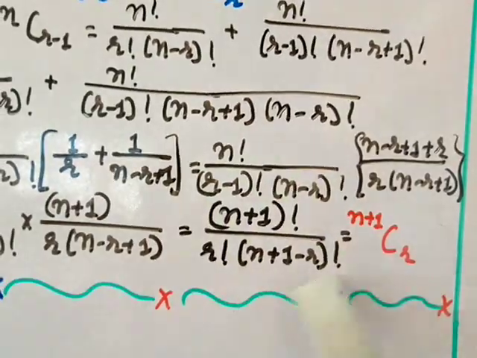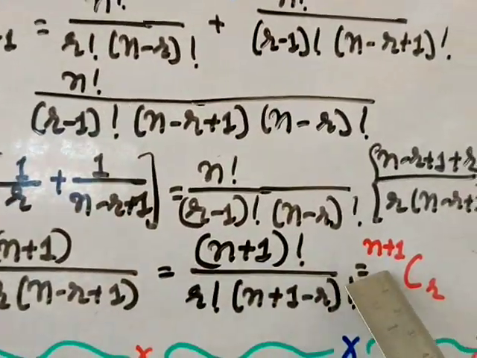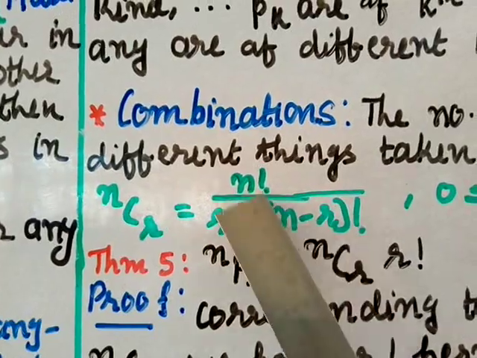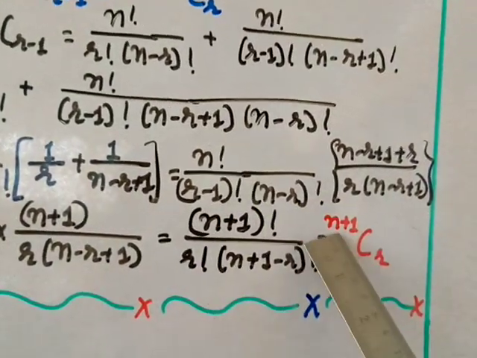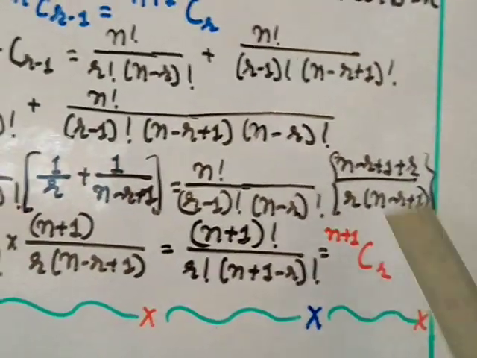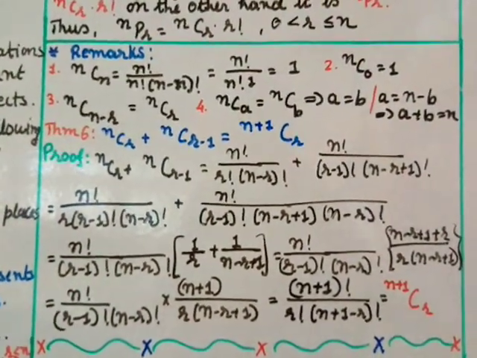If you compare this with the nCr formula, n factorial divided by r factorial n minus r factorial, here we have n plus 1 factorial, and r is here, and the difference n plus 1 minus r is also there. So this is nothing but n plus 1 Cr. That is what you had to prove. So we have proved the left hand side equal to the right hand side.